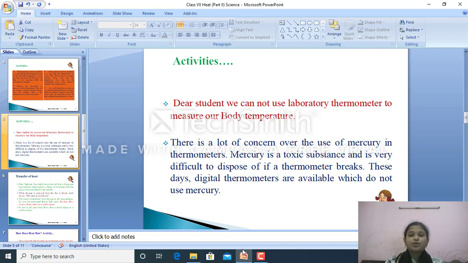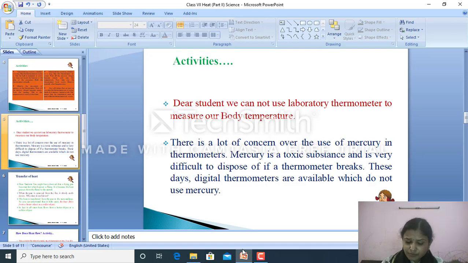Now I want to explain in short the main points. What is the difference between a clinical thermometer and a laboratory thermometer? A clinical thermometer has a temperature range of 35 degrees Celsius to 42 degrees Celsius, and a laboratory thermometer has a range of -10 degrees Celsius to 110 degrees Celsius.